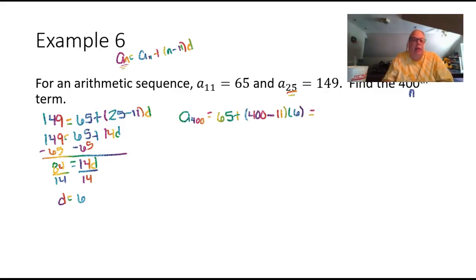And when we put this in the calculator, which we can do all at one time, it gives us 2,399. So the 400th term in my sequence is going to be 2,399.